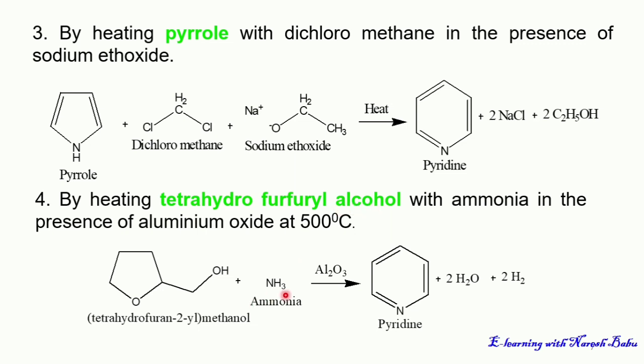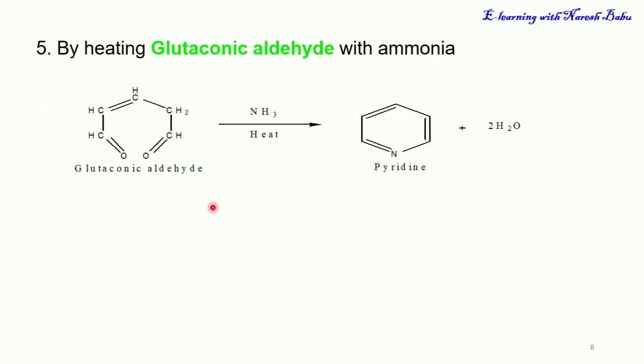By reacting this with ammonia in the presence of aluminum oxide, Al2O3, at 500 degrees Celsius, it is going to produce pyridine. And the last method of preparation is by heating glutaconic aldehyde with ammonia. Glutaconic aldehyde has 2 aldehydes on a 5 carbon chain, 1, 2, 3, 4, 5. It undergoes cyclization by reacting with ammonia under heating, and produces pyridine.